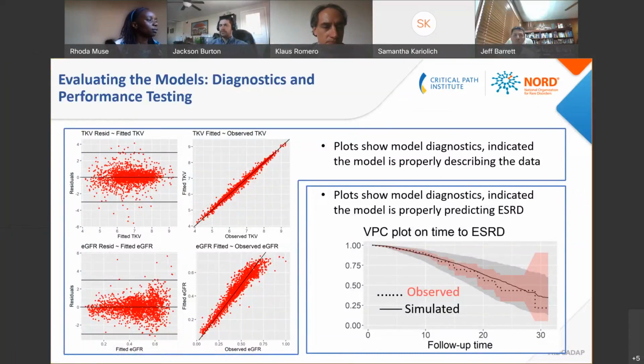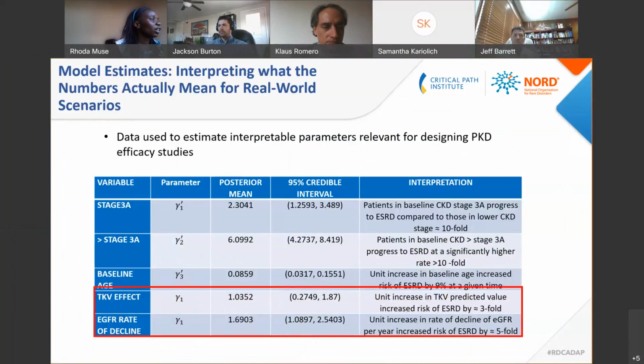Yes. So if we go on the previous slide. Yes, so here we can see within the survival submodel, we incorporate both the total kidney volume and EGFR rate of decline. So there were two longitudinal markers linked together with time to end-stage renal disease. Great. Thanks for addressing that.